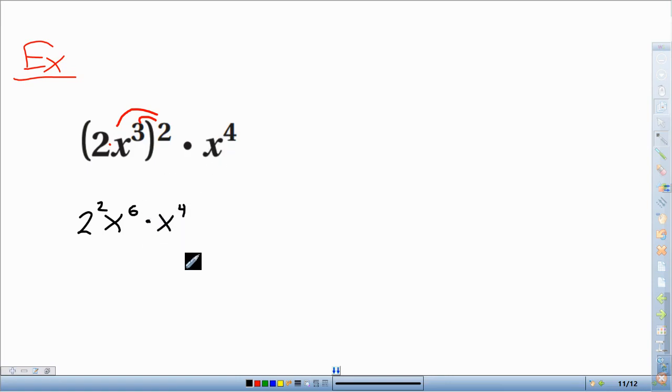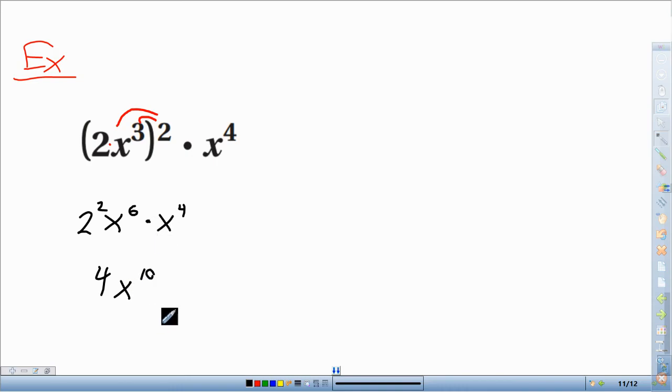We're not done though, right? We can now notice, oh, we have 2 of the same base. We can actually multiply these together and use the rule where we add the exponents. Also I'm going to square this number just because we can. 2 squared gives me a 4. X to the power of 6 times x to the power of 4. Again, remember, we add the exponents. That's going to give us x to the power of 10.